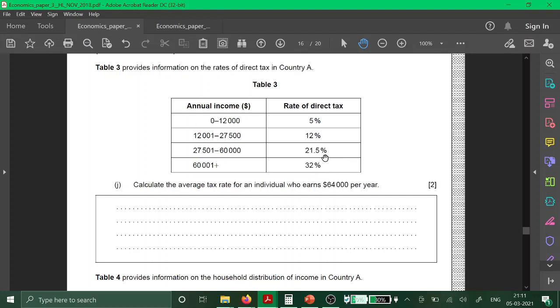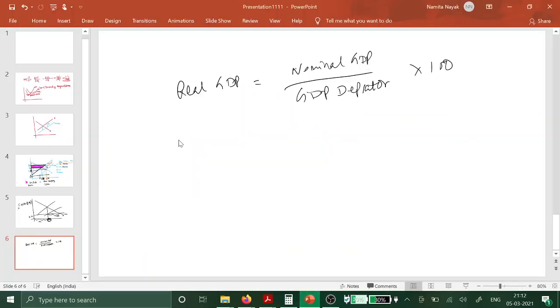Whatever that value will be, you divide it by $64,000, because this is the total income and you are finding the average tax rate for this income. So it would be the last column divided by 64,000 into 100. This is the 12,000 times 5%, plus the difference between 27,500 and 12,000, so it will be 15,500 times 12%, plus 32,500 times the next rate.